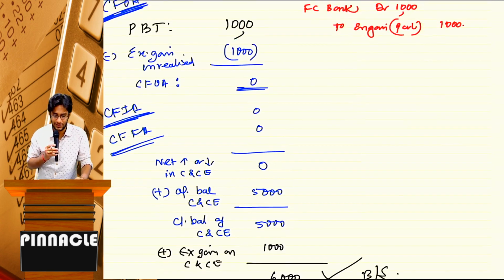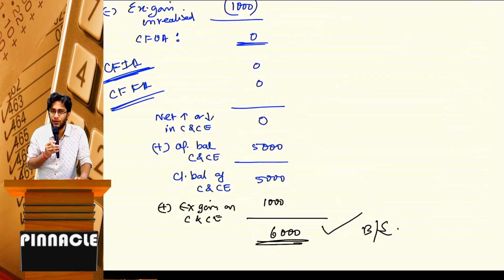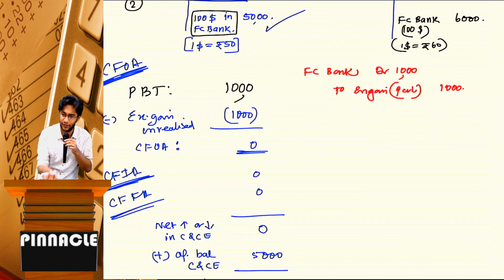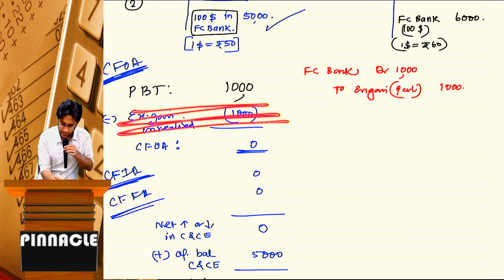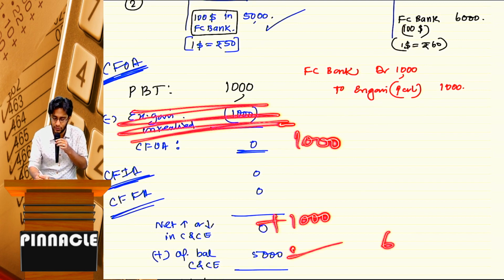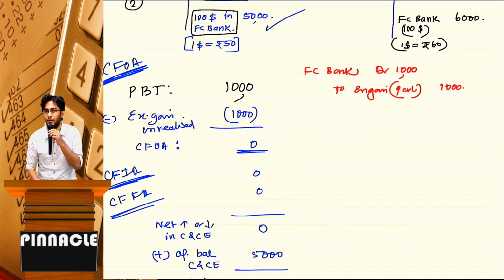Sir, why do all this? It's better we ignore it, no? If you ignore it, naturally it will tally. I want to assume that bank account related exchange gains or losses are as good as realized gains or losses. If I accept that, then I will not remove the 1,000 here. Here the answer will be 1,000, here also 1,000, and adding the 5,000, a closing of 6,000 will come. But that is wrong.